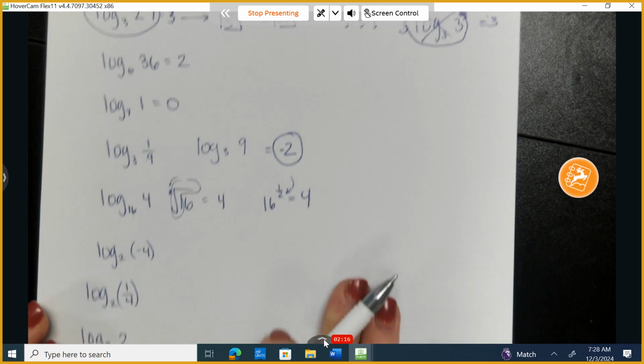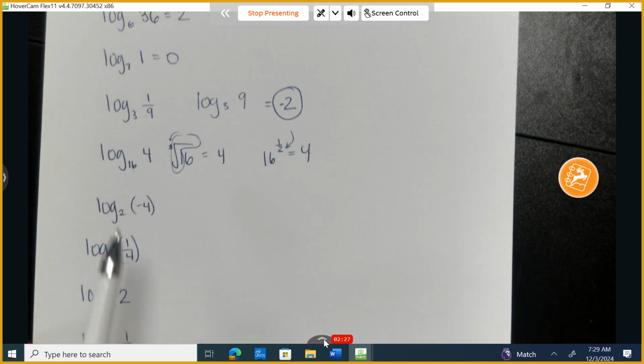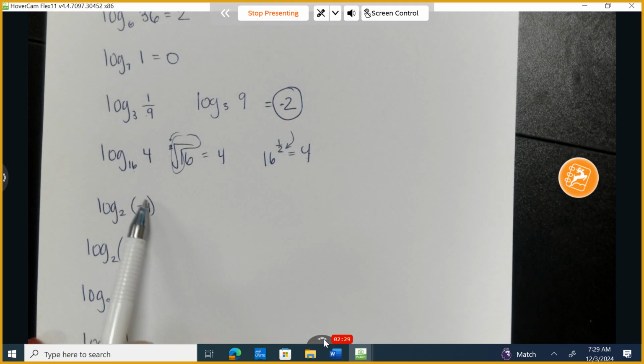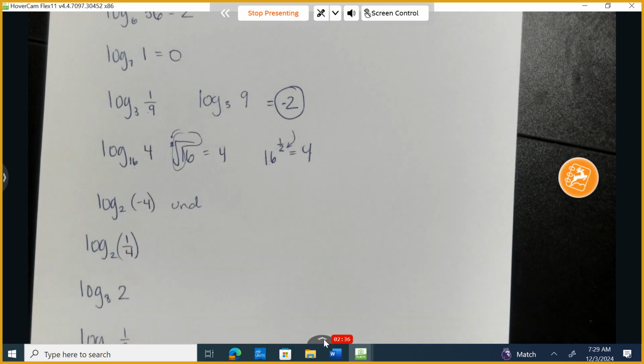All right, down here, I want you to raise your hand when you know what this one is. Log base 2 of -4. Log base 2 of -4. Okay, as a quick reminder, this value can never be negative. And in fact, this value can never actually be 0. So we'd say this is undefined.